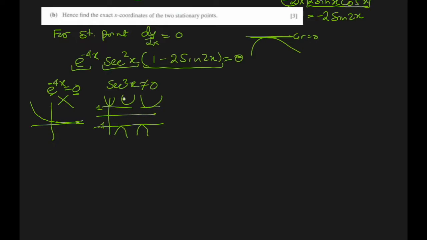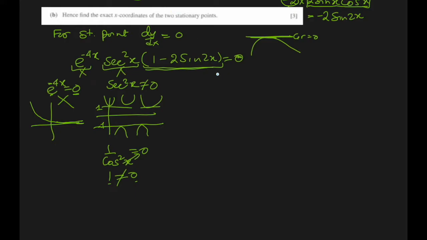And if you don't know this graph, you can do it this way. 1 over cos square x, because secant square is 1 over cos square x, equal to 0. Cross multiply, 1 is 0. Is 1 equal to 0? No. So that proves that this will not give us any solution. That means this is the only one which is going to give us any solution.